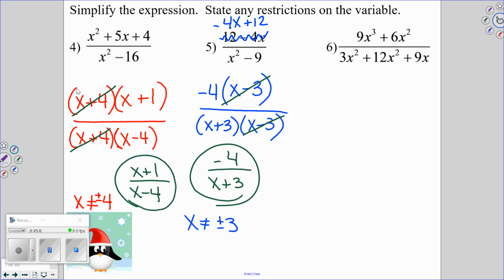Common Core was not out yet. I'll be honest, not much has changed. High school math, not a lot's changed in Common Core.